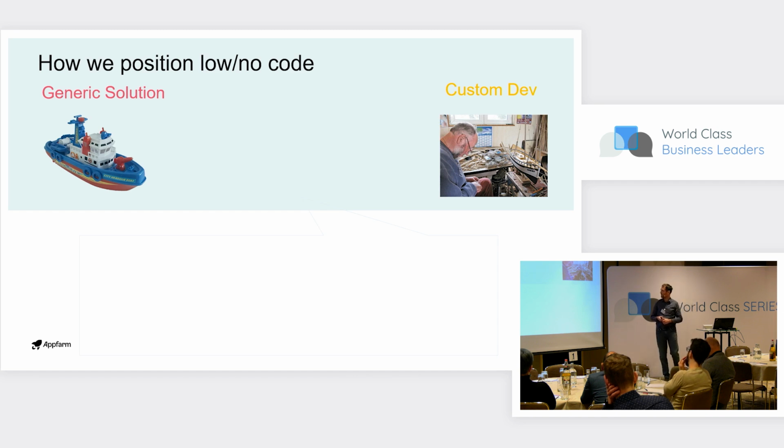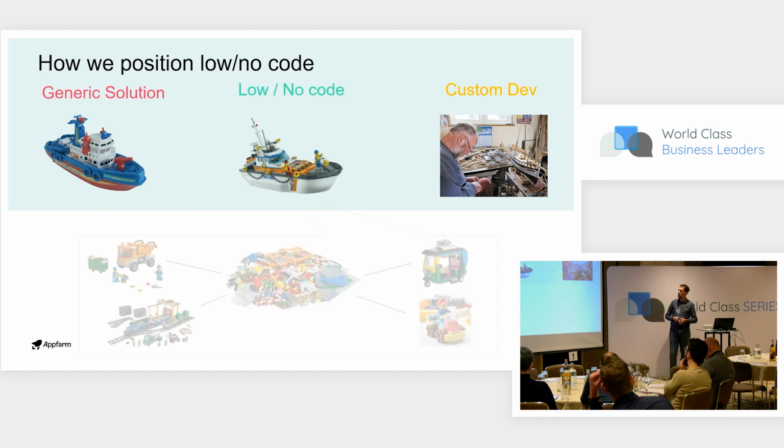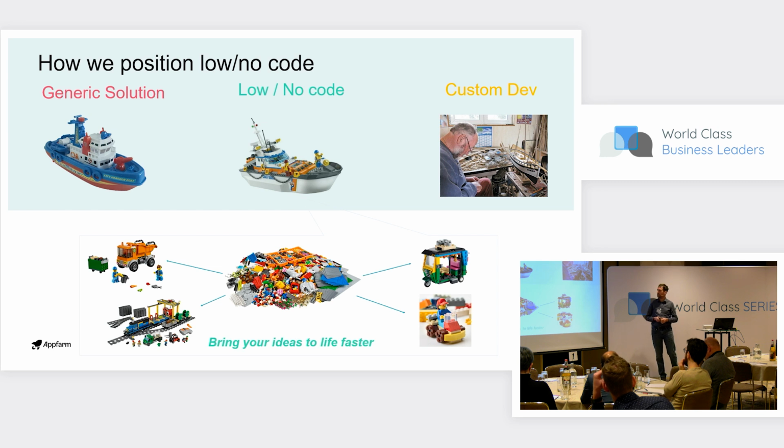On the right, you have the total opposite. It's someone who's going to cut all the pieces of wood, assemble them, paint the boat. It's going to take time. For custom development, it means that it's going to cost a lot, and those are, let's say, the two traditional approaches. What we try to solve with low and no code is somewhere in between. It means that we propose a set of Lego, and you can build the boat much quicker than if you do it in a traditional way.